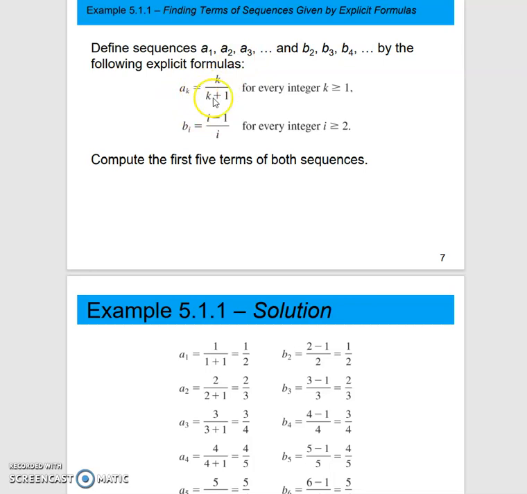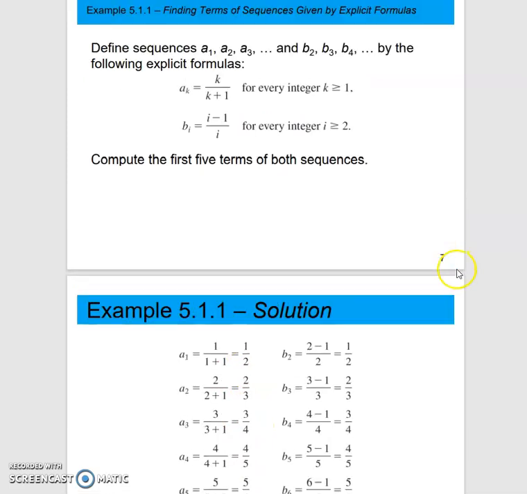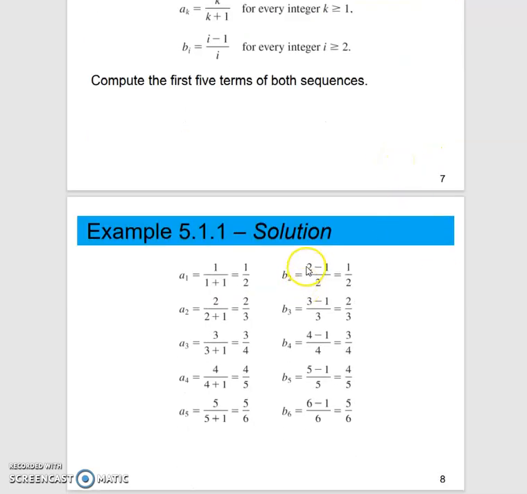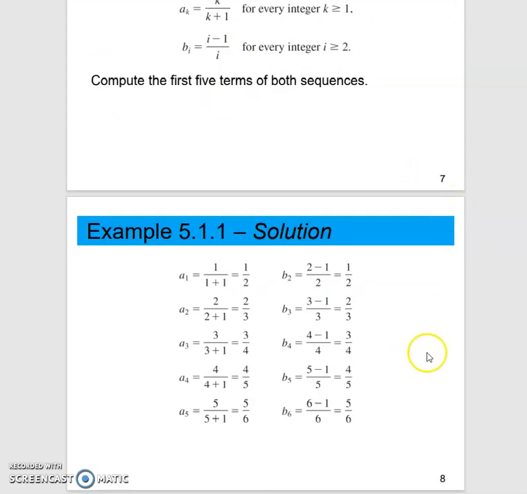So a sub k is k over k plus 1, and you'll notice we're being told to start at k is greater than or equal to 1. So I start plugging it in, and as you can see, here are the first 5 terms of my sequence. B, I've got i minus 1 all over i, but here you'll notice I is greater than or equal to 2, so that means for B I start with 2. And if you look at these, I do actually get the same first 5 terms for both of them, but again, the formulas that generated those were different.